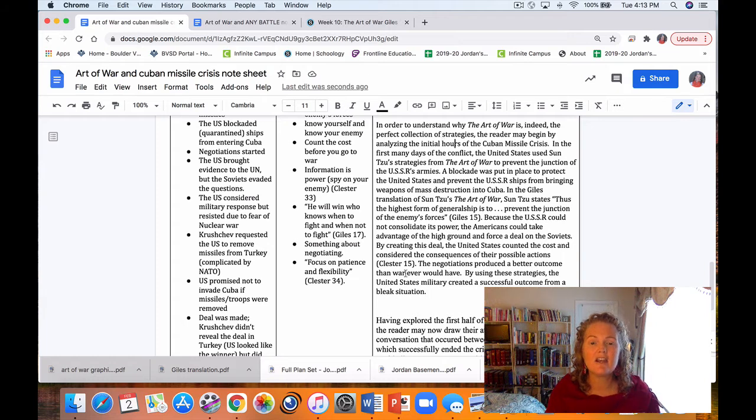Okay, and then notice at the next body paragraph, I say, having explored the first half of the Cuban Missile Crisis, the reader may now draw their attention to the final conversation that occurred between the US and Russia, which successfully ended the crisis. So notice that I have a transition into this from my thesis statement, and I have a transition from my last body paragraph into this body paragraph.